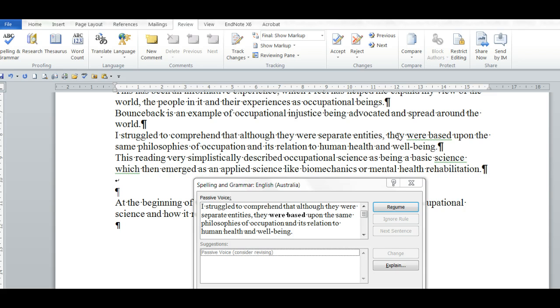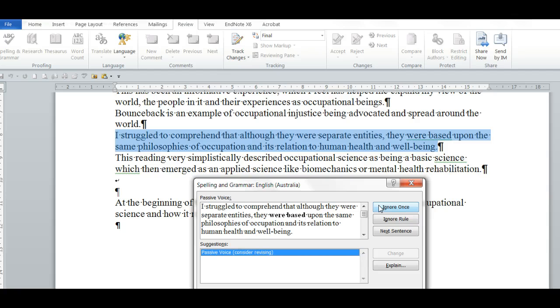So whenever you see the word they or this, sometimes, like, I love that this says this reading. Very many of you would probably just write, this very simplistically described occupational science. And I'd be like, what's this? Okay? So keep that in mind. So this is another little place of passive voice. And you can change that.